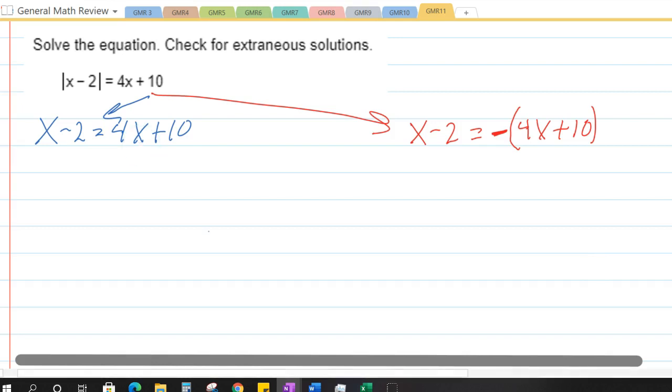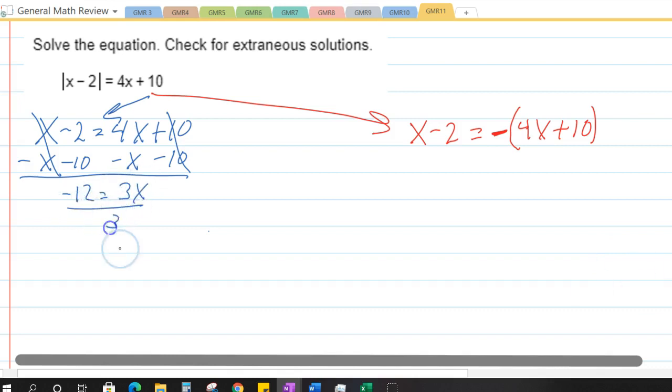Let's solve the positive one first. I need all the x's on one side. I subtract x from both sides. At the same time, I need the 10 to move to the other side. Subtract 10 from both sides. X cancels. 10 cancels. Negative 12 is equal to 3x. Divide both sides by 3. X is equal to -4. Write it properly. X is equal to -4.